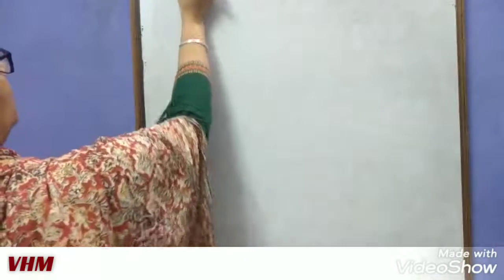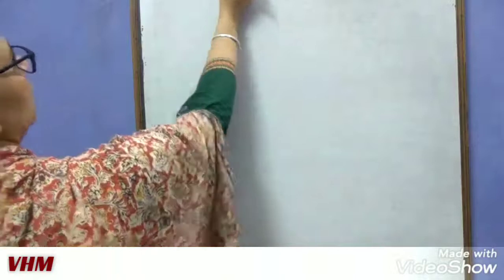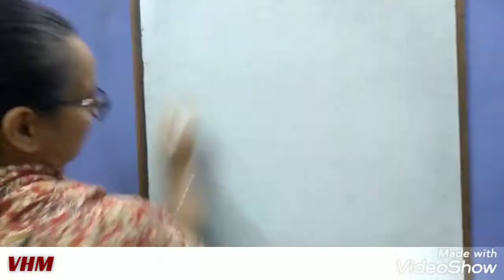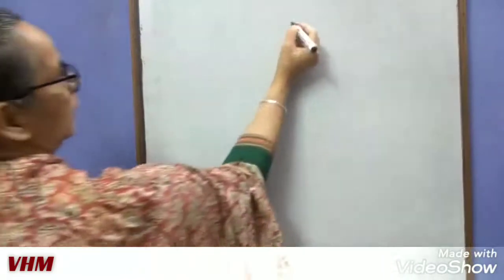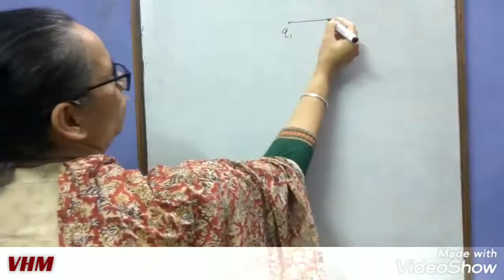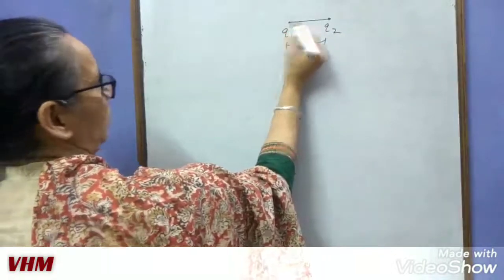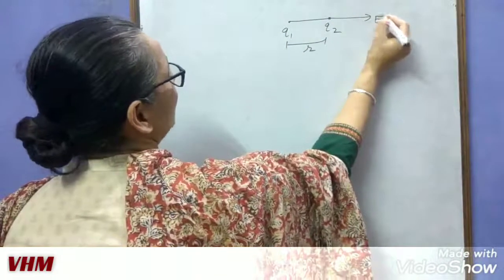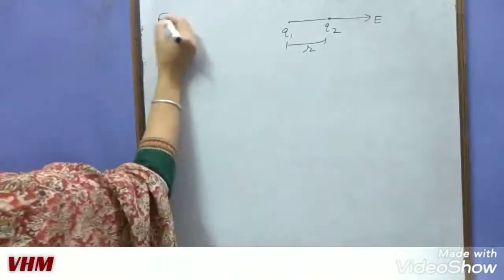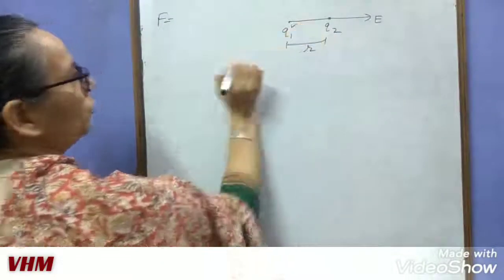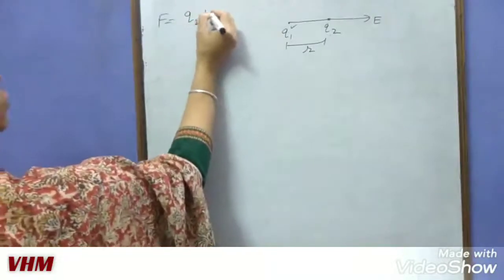Now we have some applications for the Gauss theorem. First is how we derive Coulomb's law by using this Gauss theorem. Here we have two charges Q1, Q2 at a distance r. Let me say Q2 is present in the field of Q1. So the force on Q2 due to the field of Q1 is Q2 E.